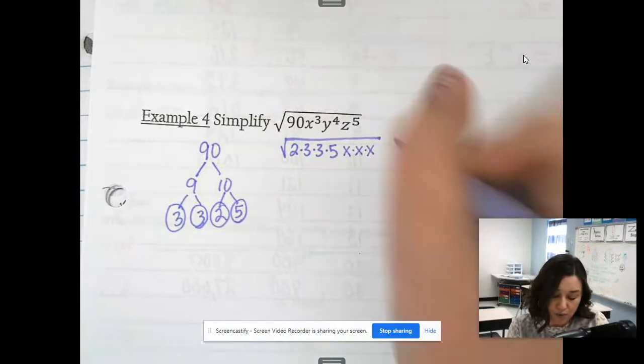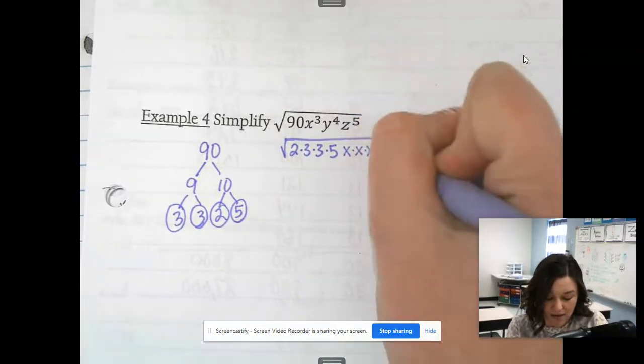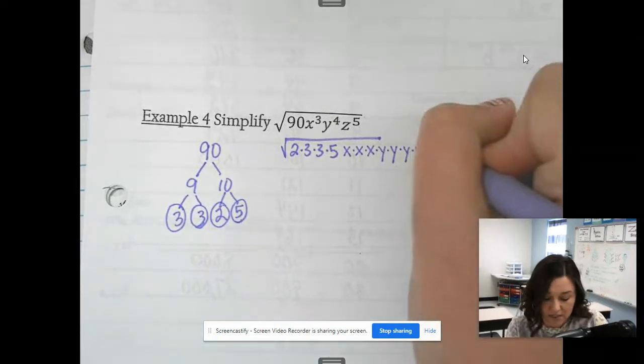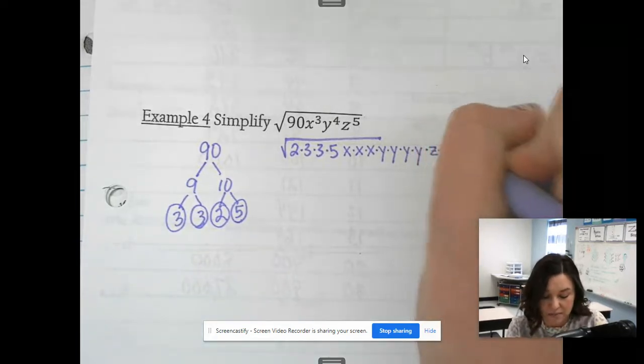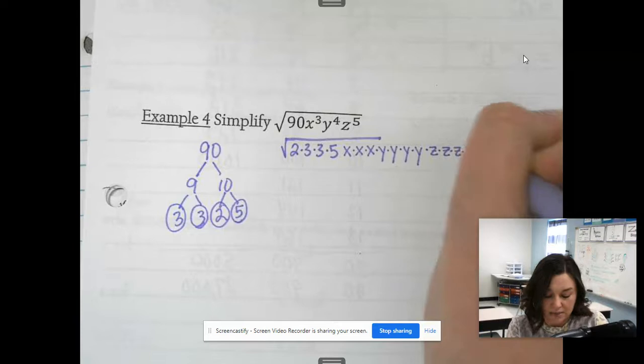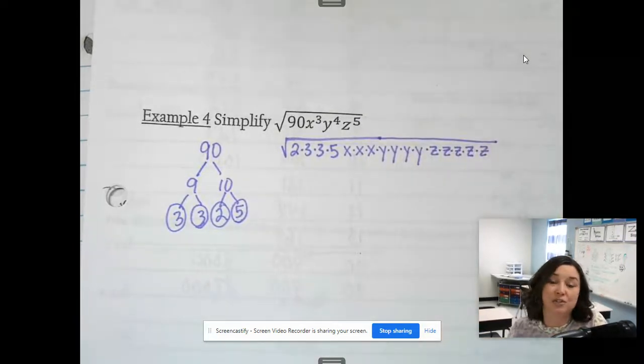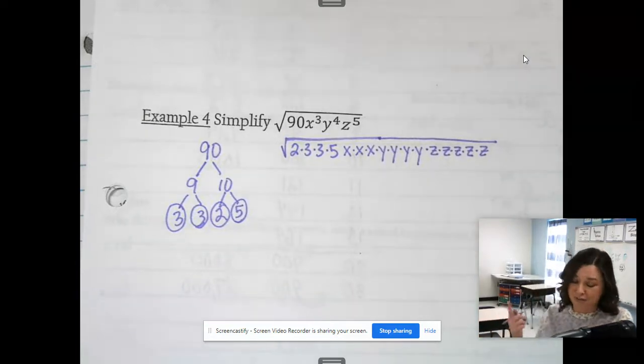And y to the fourth means y times y times y times y. And z to the fifth means z times z times z times z times z. Now I know you do not want to write all that out every time, which is why in just a minute I'm going to show you a shortcut, but I want to show you why the shortcut works. It's really the same thing, just a little bit faster.